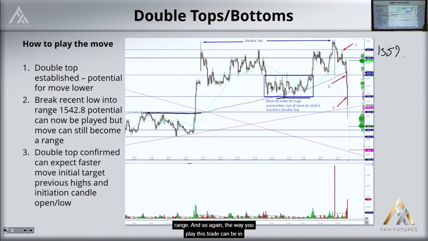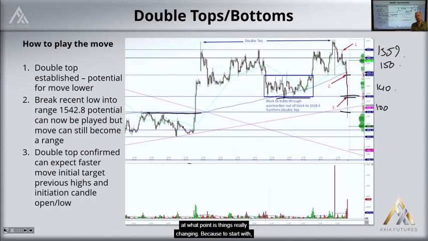And so again, the way you play this trade can be in phases. You can play that phase there. There's 100 ticks in that. You can play this phase here. There's 140 ticks in that. You can play this phase very, very steady, and there's 150 ticks in that. But different phases are going to need to be played in different ways. And that's the bit that you've got to think about.